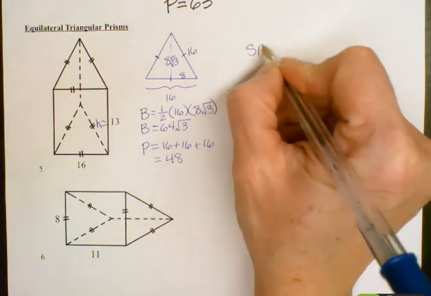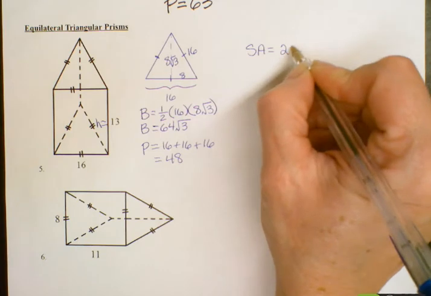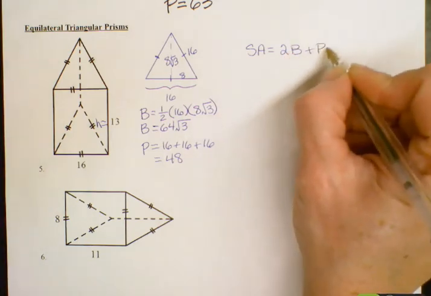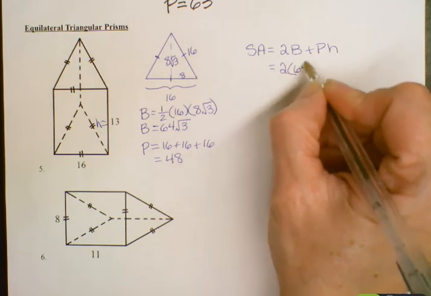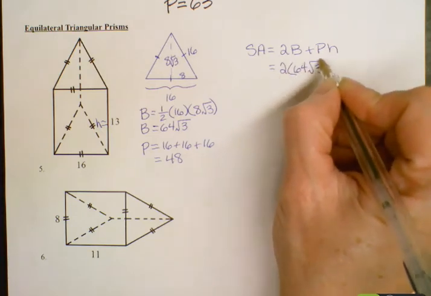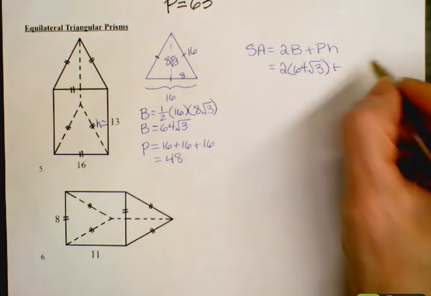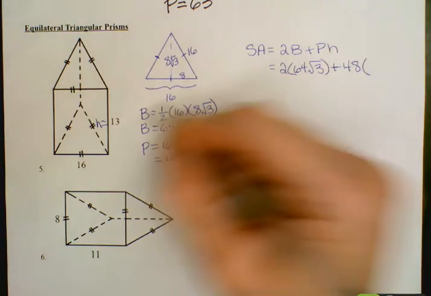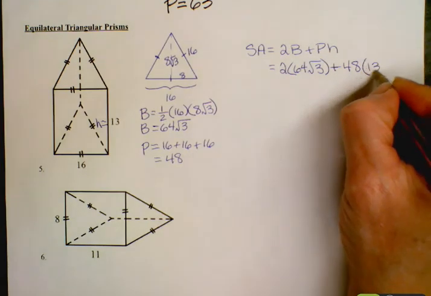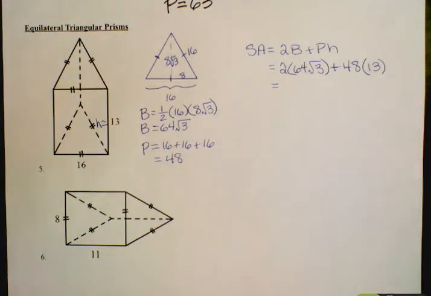All right, so for the surface area, 2 times the area of the base plus the perimeter of the base times the height of the solid. 2 times 64 square root 3 plus the perimeter of the base, 48, times the height of the solid, 13. And then you're ready for your button pushing.